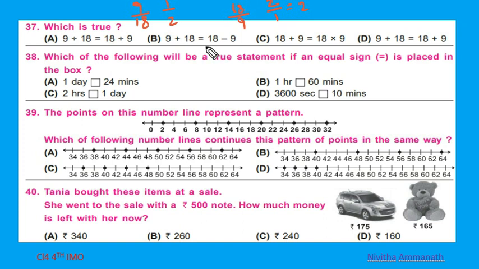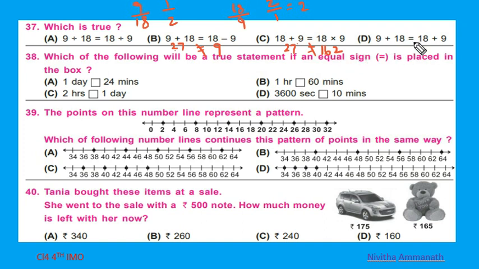9 plus 18 equal to 18 minus 9. 9 plus 18 means 27 and 18 minus 9 means 9. So this is not possible, not equal. Here 18 plus 9 equal to 18 into 9. 18 plus 9 is 27 and 18 into 9 is 162. Not possible. 27 is not equal to 162.